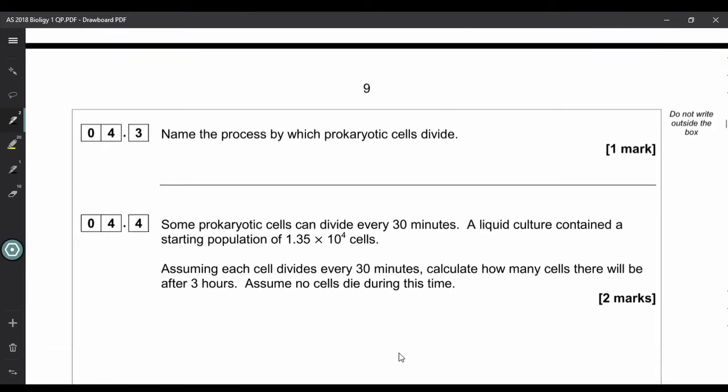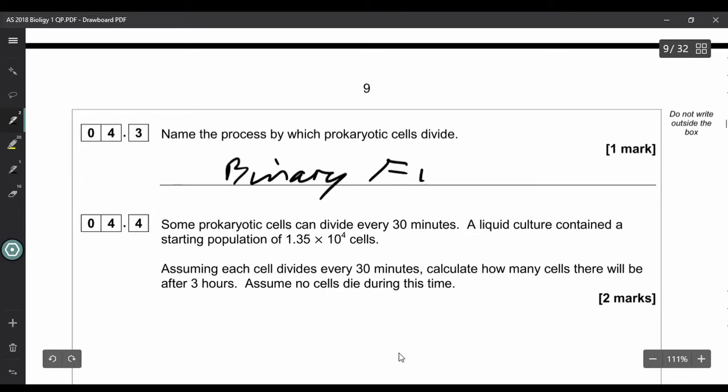Name the process by which prokaryotic cells divide. Again, you've got to have two parts to this answer. Fission is not good enough. It has to be binary fission to get the full mark.